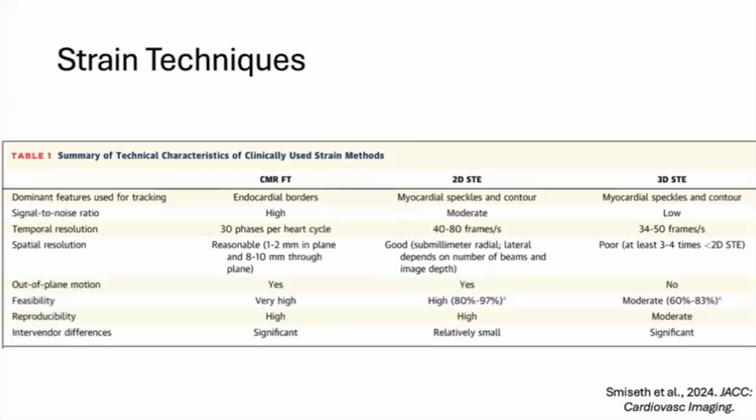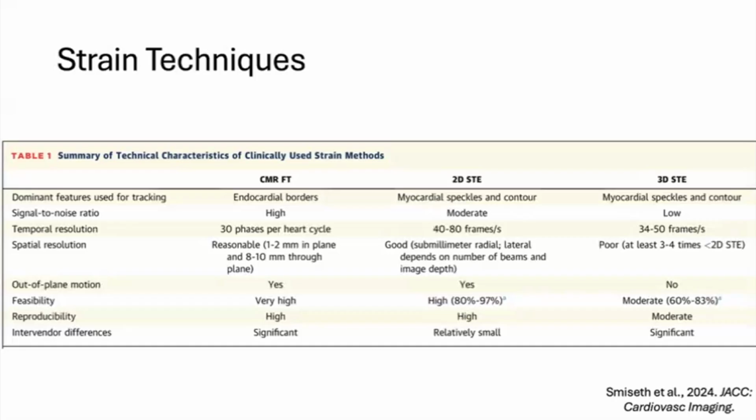So recognizing that tissue Doppler echo strain has significant limitations and has fallen out of favor, we're left with choosing between MRI, 2D speckle tracking, and also 3D speckle tracking, which is possible. And so how do these modalities stack up against each other?